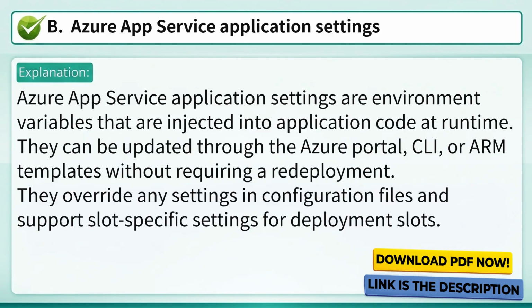Explanation. Azure App Service application settings are environment variables that are injected into application code at runtime. They can be updated through the Azure portal, CLI, or ARM templates without requiring a redeployment. They override any settings in configuration files and support slot-specific settings for deployment slots.